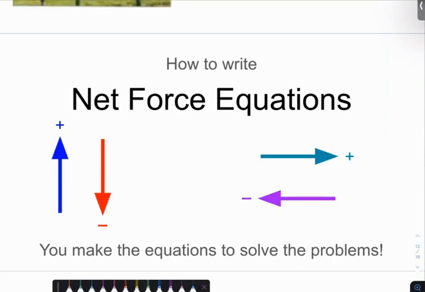So now that you've learned about the types of forces and how to draw force diagrams, now I'm going to show you how to write net force equations. Now in math class, up has always been positive, down has been negative, to the right has been positive, and to the left is negative. So we are going to keep those same things, and now we're going to write an equation to solve the problem.